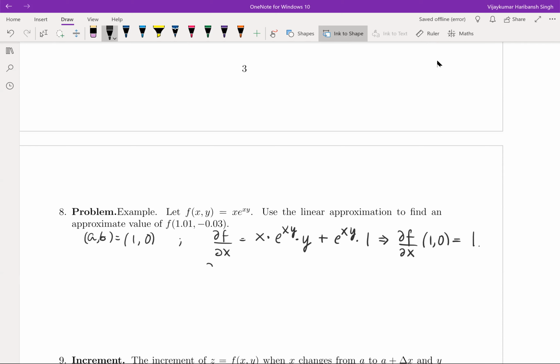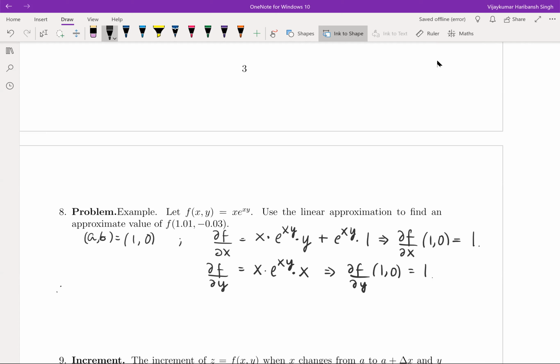Similarly, if we look at the partial derivative with respect to y, x is a constant with respect to that. So it's e to the power xy times x, and that is going to give us the partial derivative at (1, 0), which is again 1.